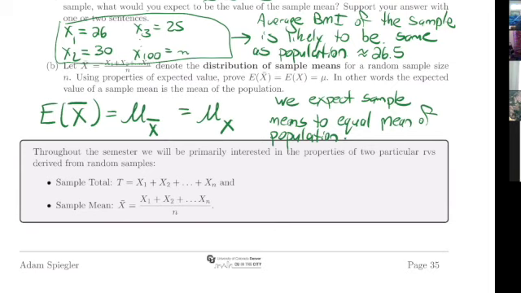So we expect our samples to have about the same mean as our population. I hope that's an intuitive statement, and it makes sense how we were able to verify that using expected values.